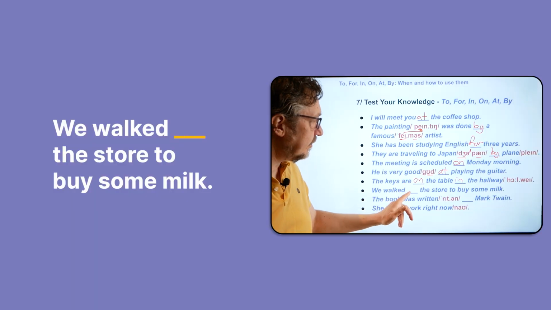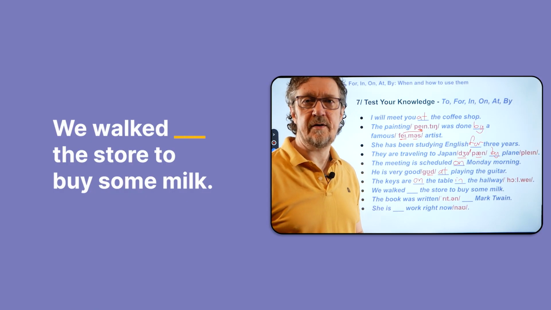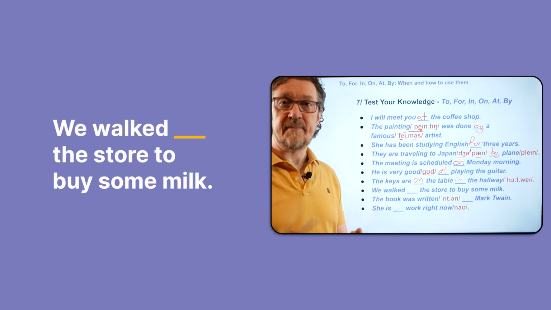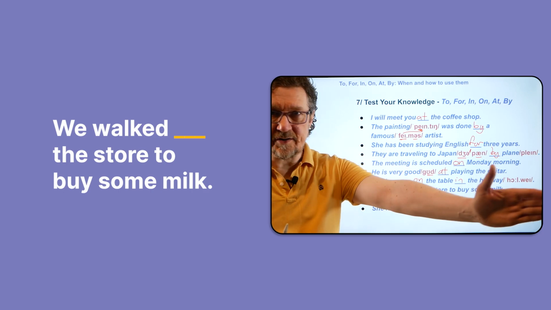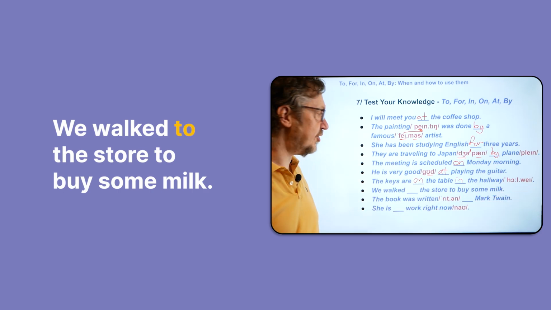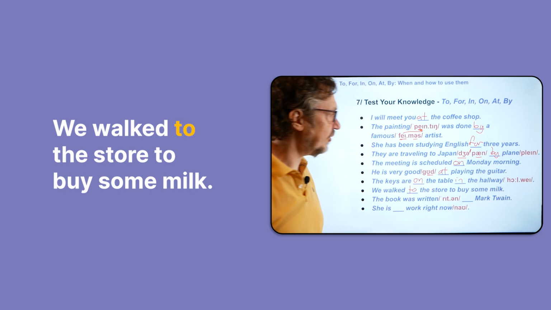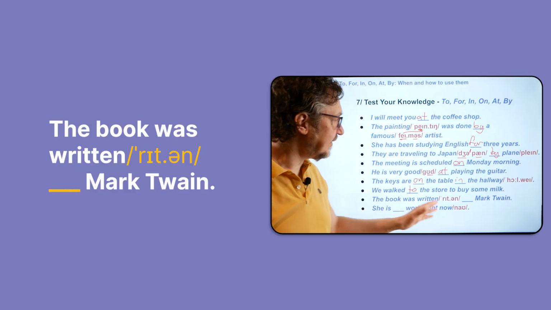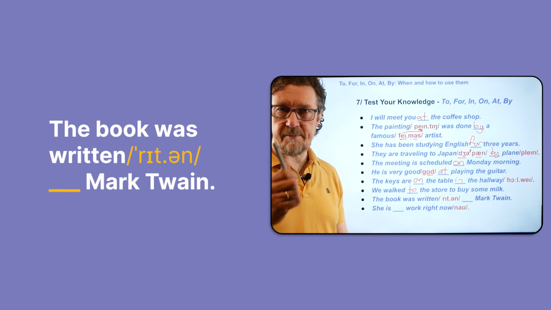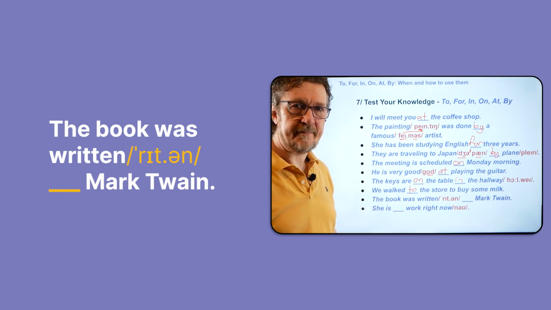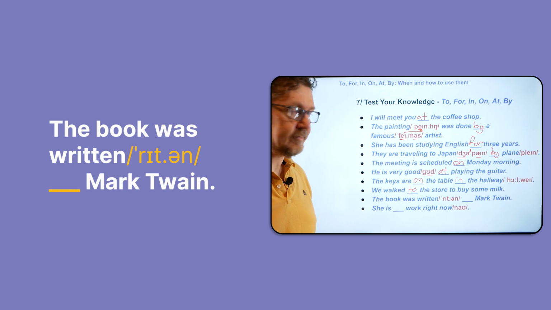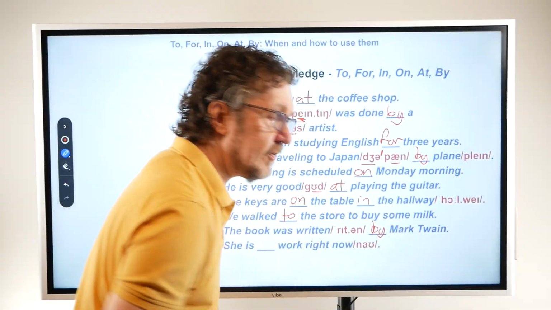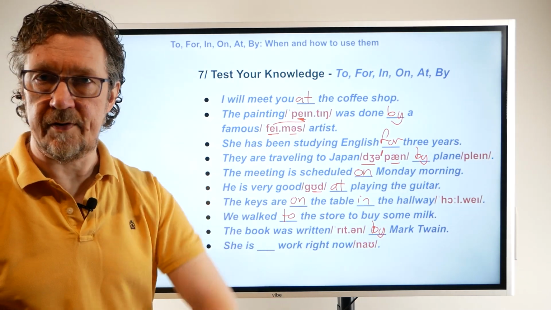Okay, we walked the store to buy some milk. So remember what we said, direction, okay? What was the direction one? It was to. So we walked to the store to buy some milk. All right, excellent. Okay, the book was written, Mark Twain. Remember authorship? The book was written by Mark Twain. Because he is the person that wrote the book, written by him, okay?